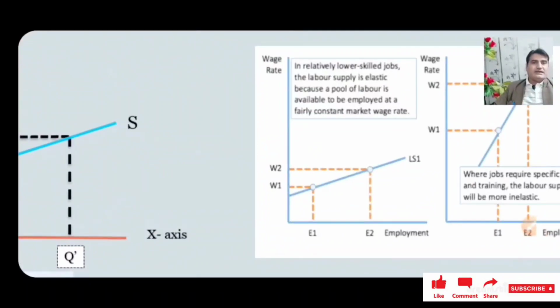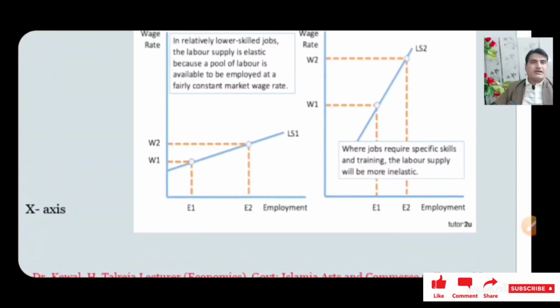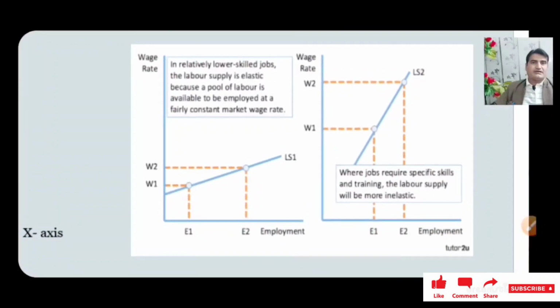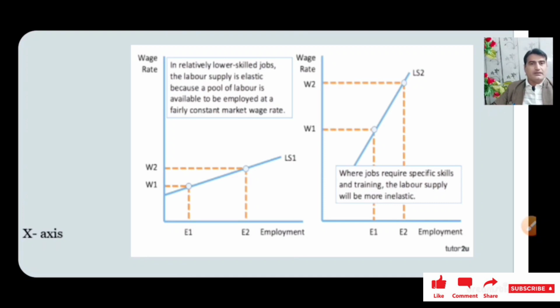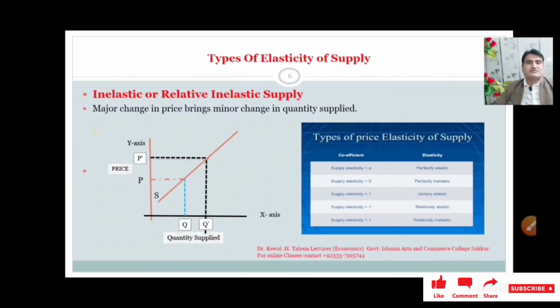Here, in relatively lower skill jobs, the labor supply is elastic, because a pool of labor is available to be employed at a fairly constant market wage rate. Where the job requires specific skills and training, the labor supply will be more inelastic. Inelastic or relatively inelastic supply means a major change in price brings a minor change in quantity supplied.